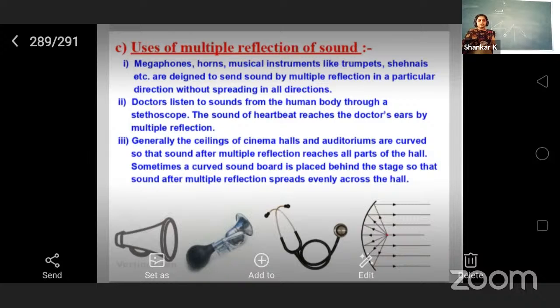Here, doctors use a stethoscope to check the heart, right? They use it to check our heartbeat. So the heartbeat reaches the doctor's ears by multiple reflections. Okay, you can say that the heartbeat reaches the doctor's ears by multiple reflection.